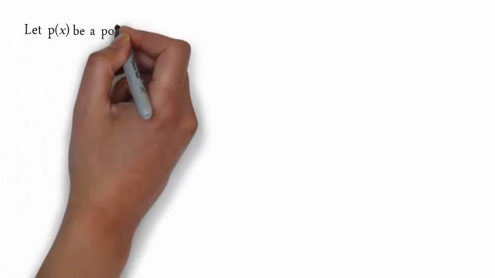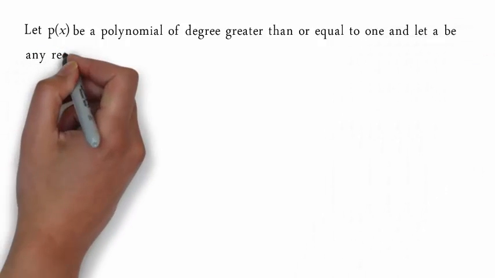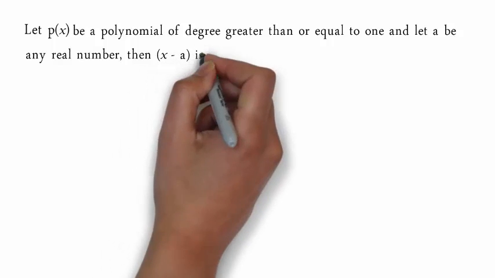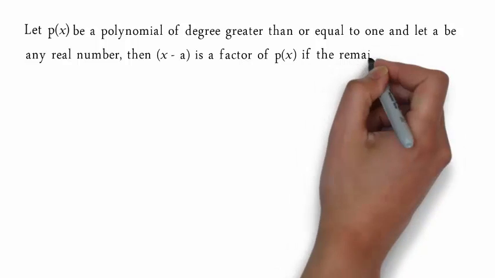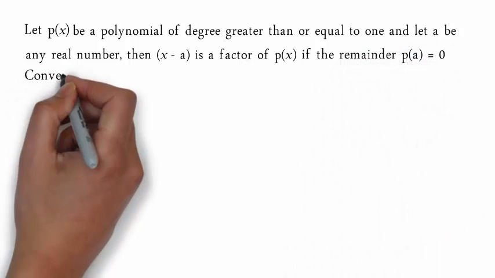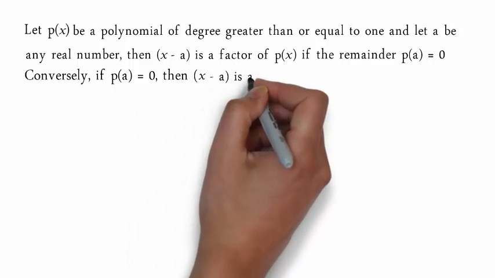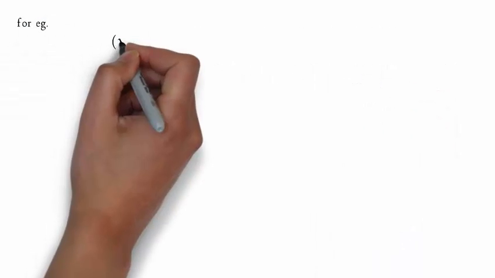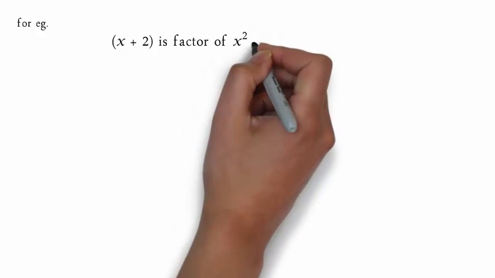Factor theorem. Let p of x be a polynomial of degree greater than or equal to 1 and let a be any real number. Then, x minus a is a factor of p of x if the remainder p of a is equal to 0. Conversely, if p of a is equal to 0, then x minus a is a factor of p of x. For example, show that x plus 2 is a factor of x squared minus 4.